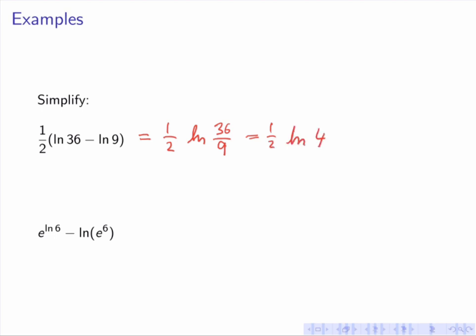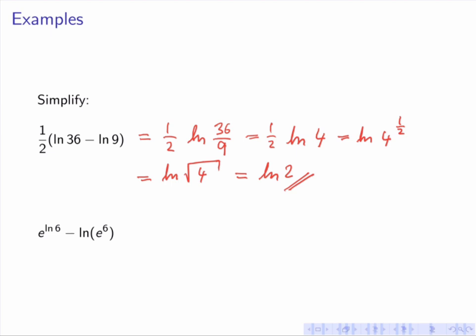Now a product in front of the log is a log of the exponentiation inside, right? So this is ln of 4 to the 1/2. But to the 1/2 is a square root, so maybe I just write this down here, square root of 4, and square root of 4 is equal to 2. So then this is ln 2. So what I simplified turned out to be the logarithm of 2. Let's look at the other value.